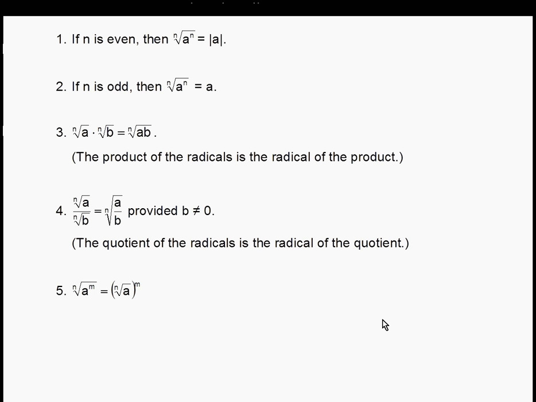Number 5, the nth root of a to the m is the nth root of a, to the m power. It's kind of like the exponent that's under the radical can come outside. Usually this is a smaller number to calculate. Like if you take a to the m power, that could be huge. We'll actually be using this to help us a little bit later on. It's 3 and 4 that we use quite extensively to simplify our radicals.